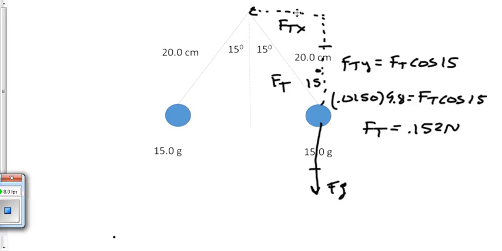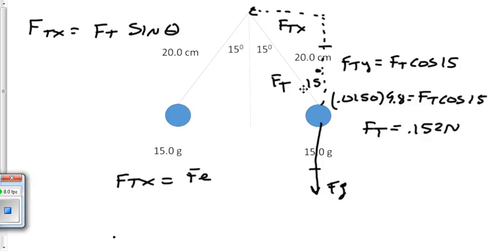Now looking at force tension X, it is pushing in this direction. Force electric must be pulling against it. And that force electric is caused by the Coulombic interactions between these two. Force tension X must equal force electric pulling to the right. Therefore, force tension X must be equal to the force electric. Well, in this case, force tension X is going to equal force tension sine of theta. In this case, our theta is 15 degrees.